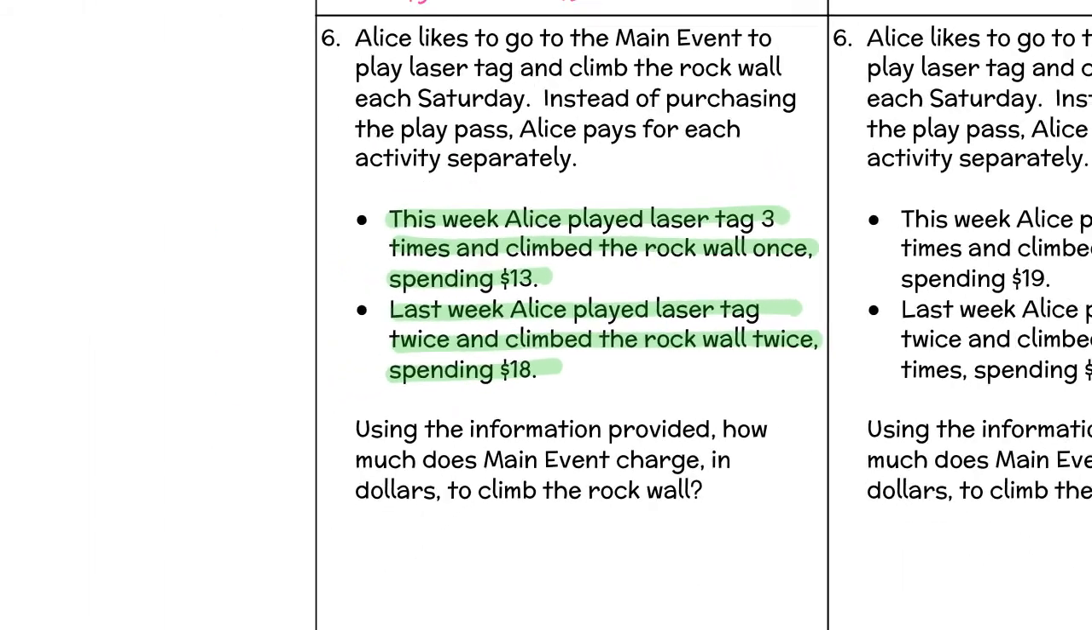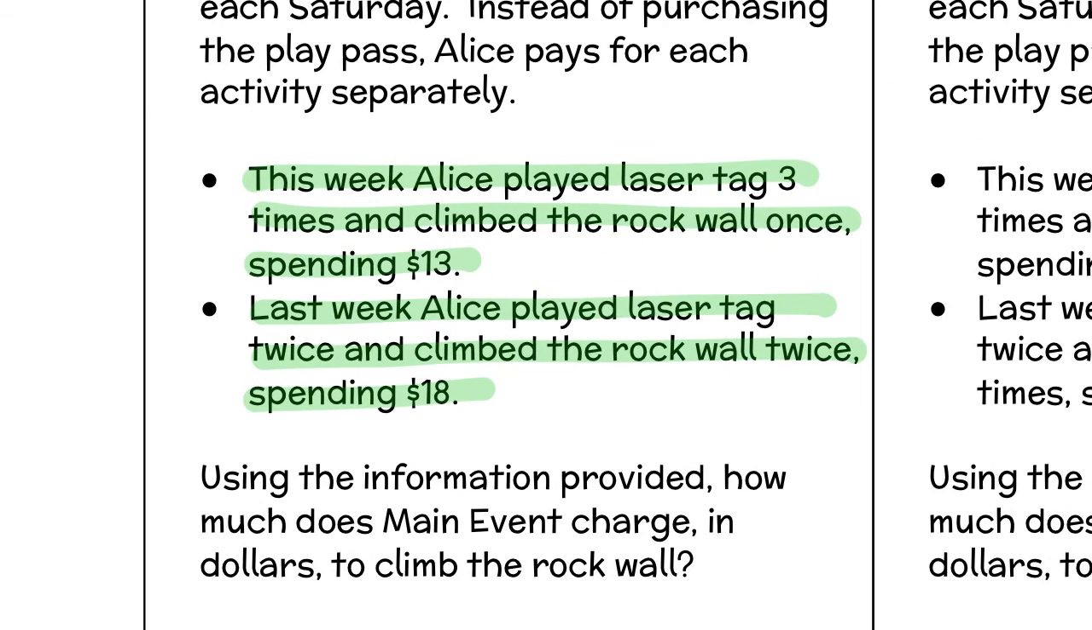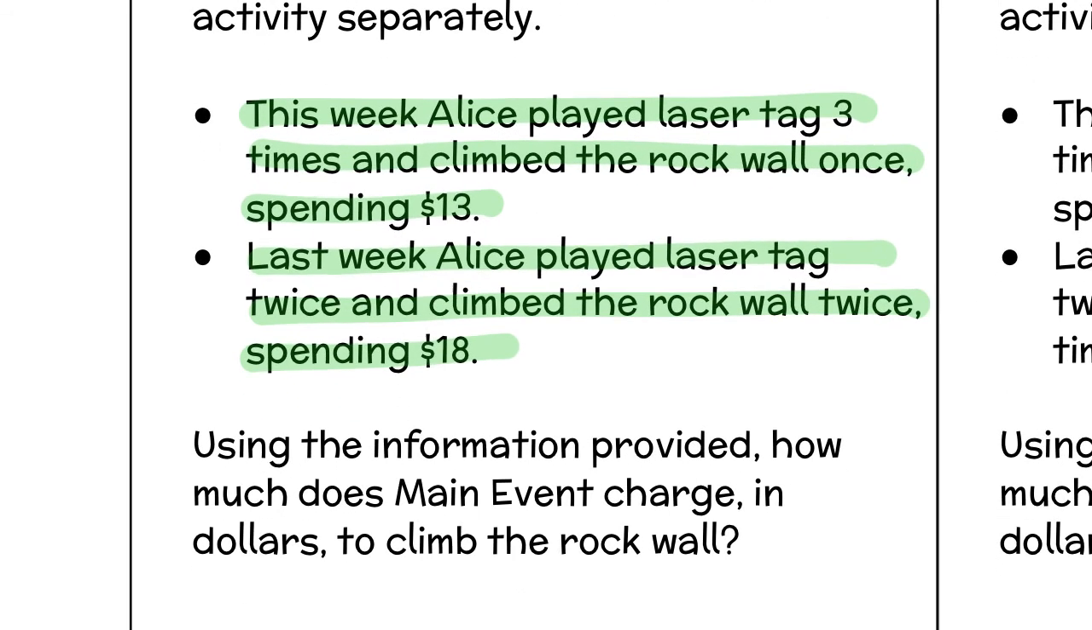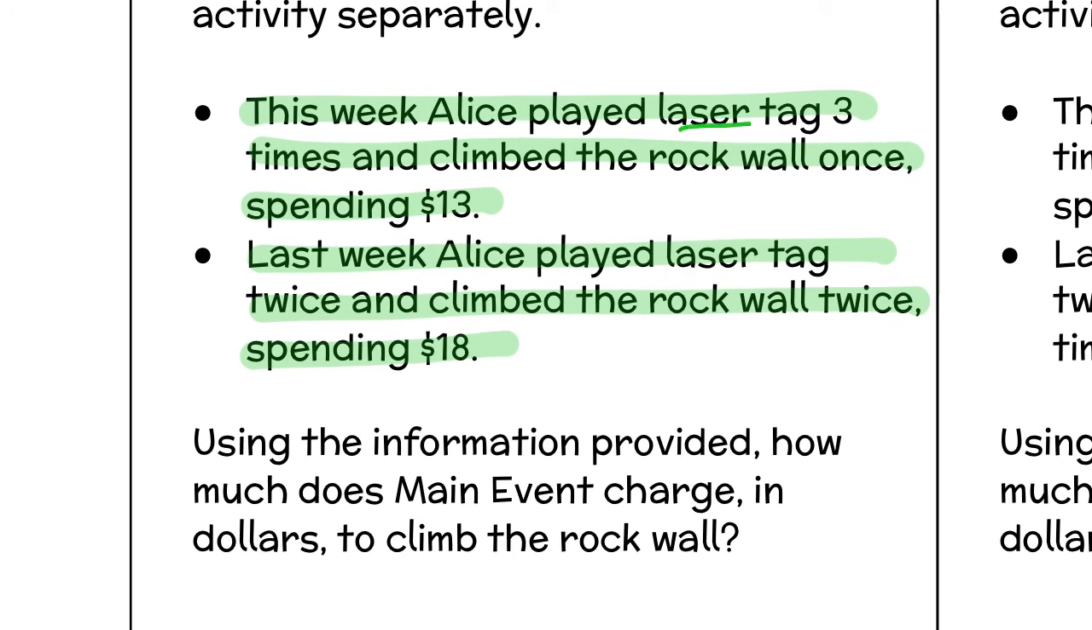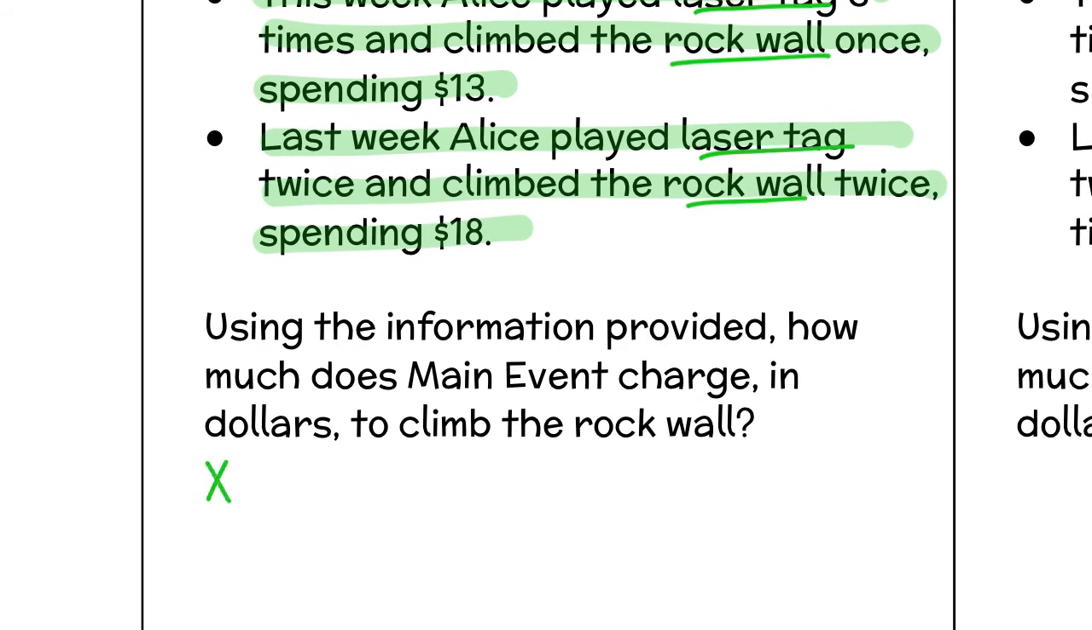So again, this is another one where we're going to have to solve, but we have to write our own equations. Each bullet point is going to be its own equation. Before we write, let's say what our two things are. See how in each one it talks about laser tag and rock wall, laser tag and rock wall. So those are the two things that I need to solve for. So just that I can remember, I'm going to use X to represent laser tag and Y to represent the rock wall.